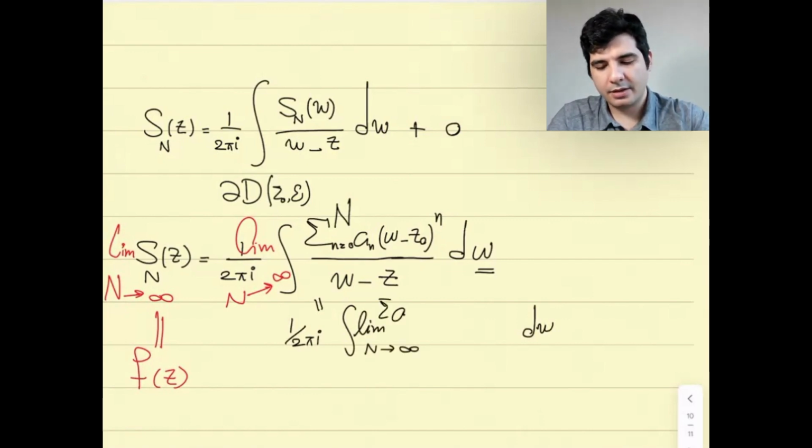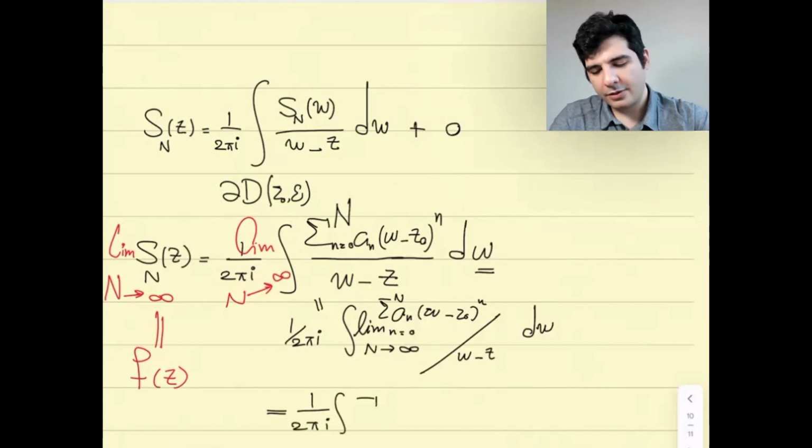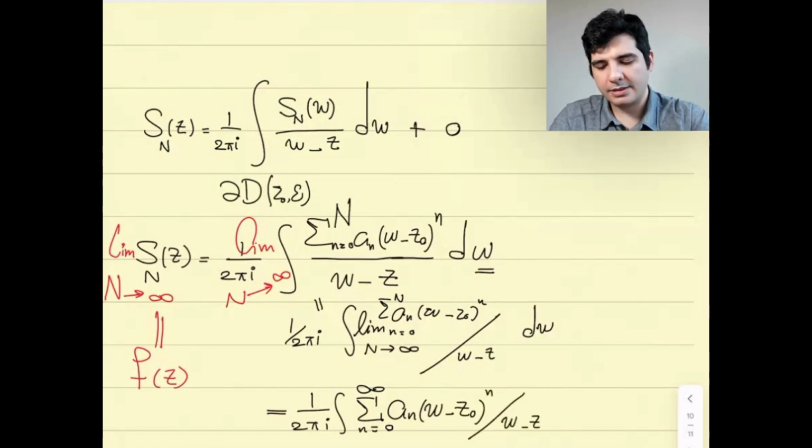So sigma a_n (w minus z naught) to the n over w minus z, and n goes from 0 to infinity. However, when we take the limit, let's rewrite this. n goes to infinity, so n goes from 0 to infinity now. a_n (w minus z naught) to the n, divided by w minus z, dw.